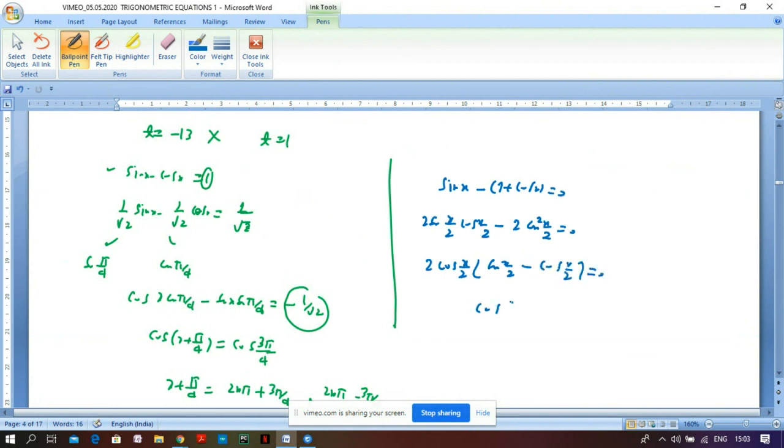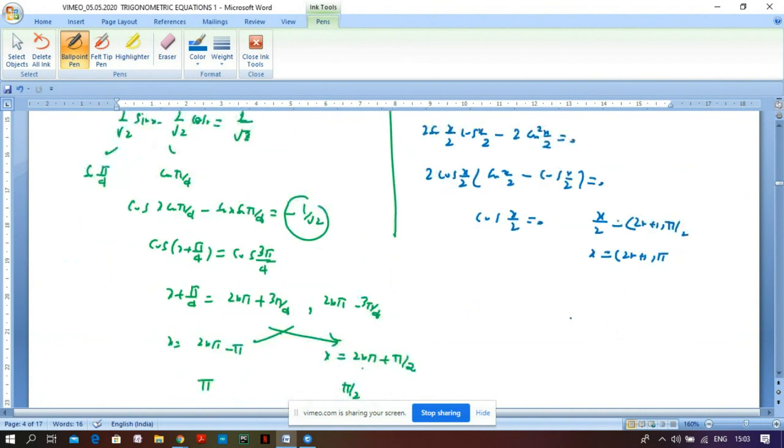So either cos x by 2 is 0. In that case, I will get x by 2 is 2n plus 1 pi over 2. So that is x equal to 2n plus 1 pi. And that we got indeed, 2n pi plus pi, that we can check. It is 2n pi minus pi. I told you both are the same because this is 2n minus 1 pi and 2n plus 1 pi, no difference, because both are odd integers. They can take all odd integer values.